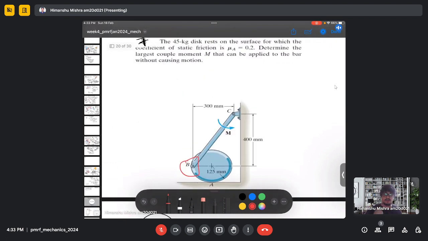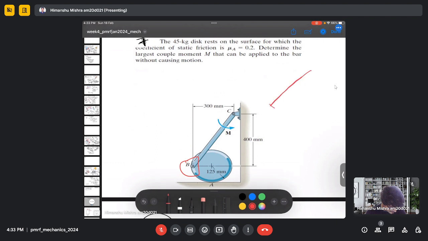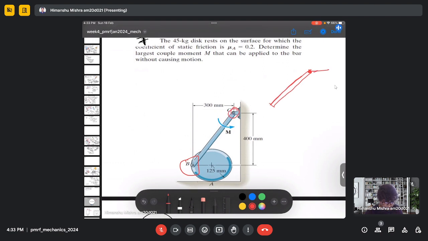So one way to find the moment, first we need to consider the bar only. Let's say we consider the bar first, and there will be a force due to this joint, which is Cx and Cy, and then there will be a force at this joint also. So there will be a reaction, Bx and By, and there is an external moment which is acting and which we need to find.